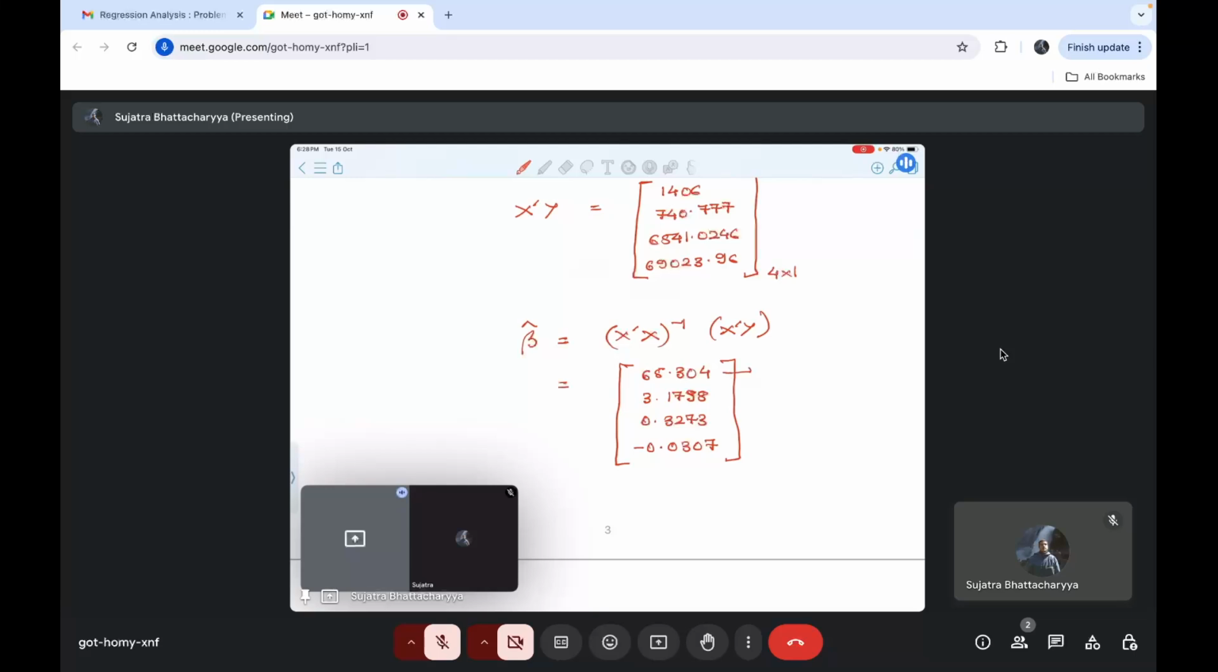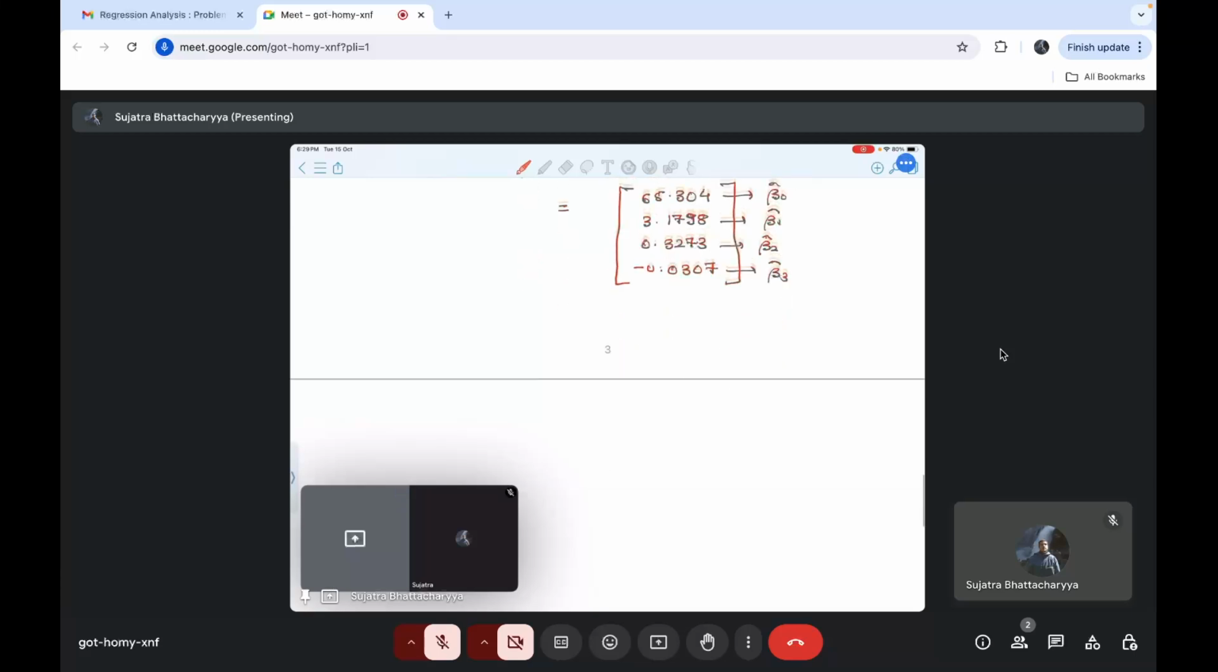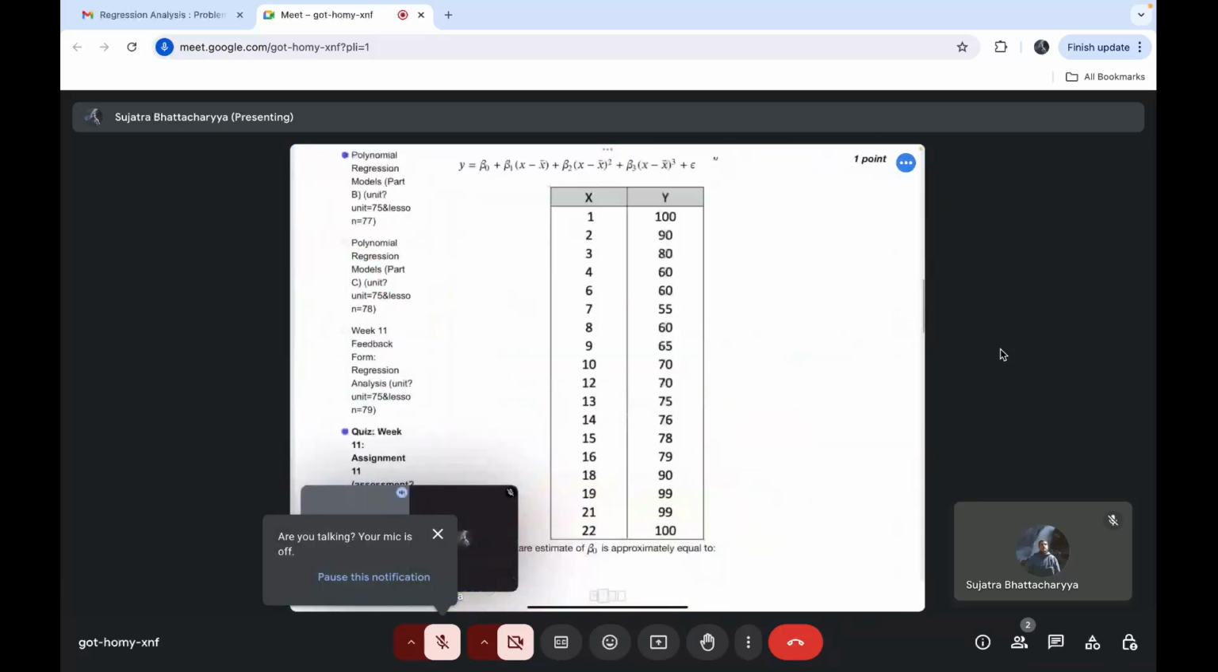So this is corresponding to beta naught hat. This is corresponding to beta 1 hat. This is beta 2 hat. This is beta 3 hat. So our model is now created, okay, based on whatever we have seen, how to do the polynomial regression model, just converting it into the multiple linear regression model like condition, and then solve for the questions. Okay, so fitting is being done. Now questions, let us see.